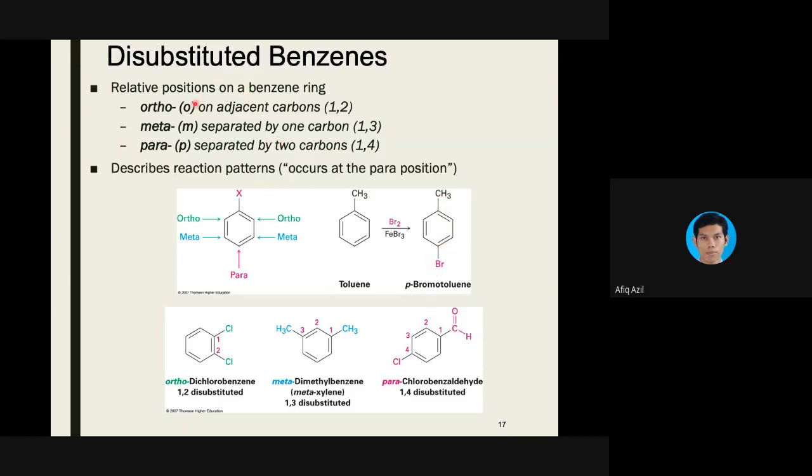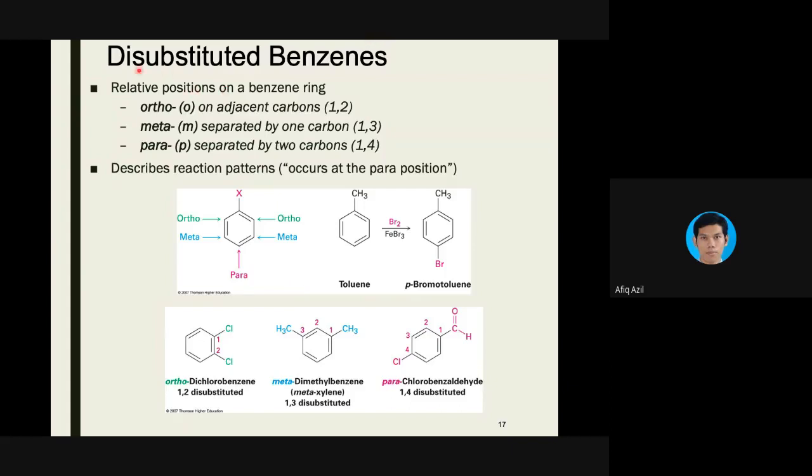And all of these, o, m, and p, if you use them, they must be written in italic, okay? Slightly slanted. So this is italic. Para, meta, ortho must be written in italic.